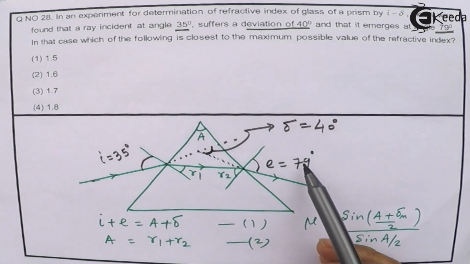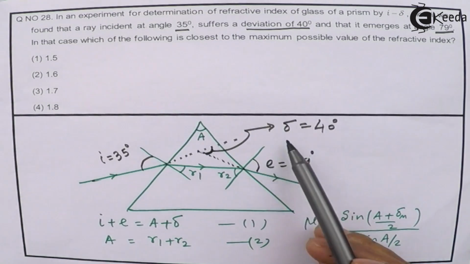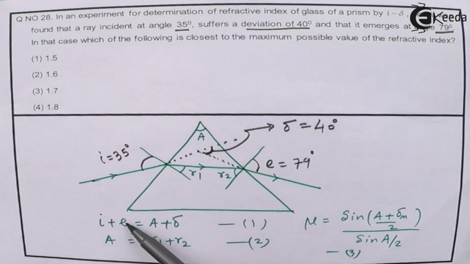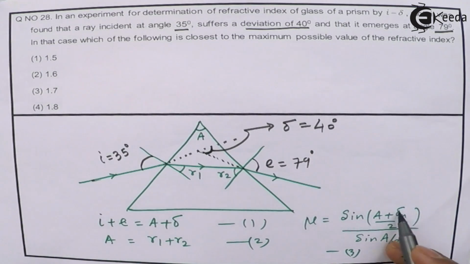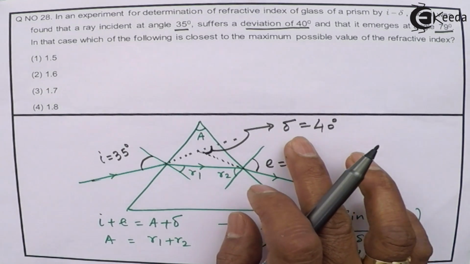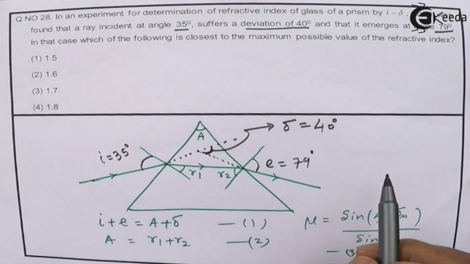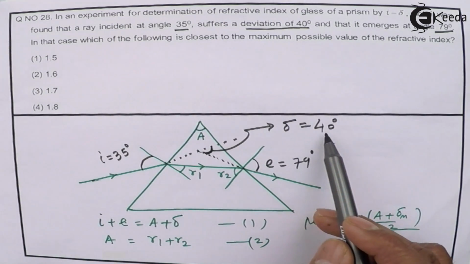So we are given E, delta, I. From here I can get A. I can get A from here, and that A I can put here in R1 plus R2. For minimum deviation, it is not given that this is minimum deviation, for whatever delta it is there. So obviously I can write that minimum deviation is less than this 40 degree.